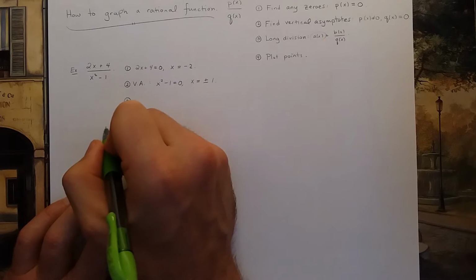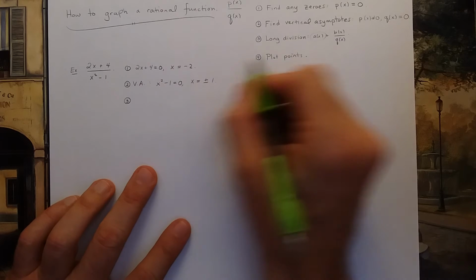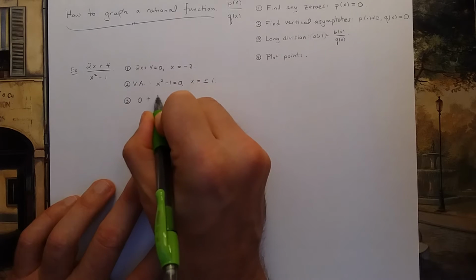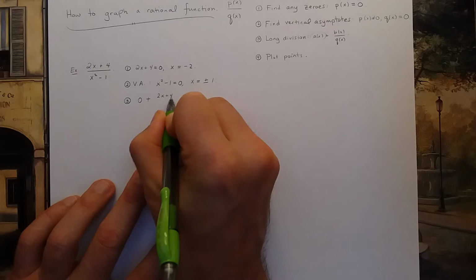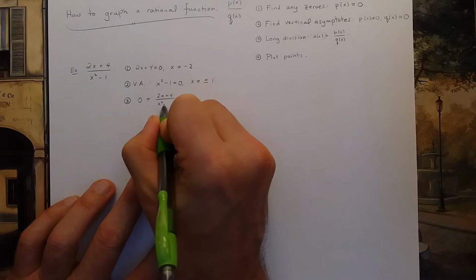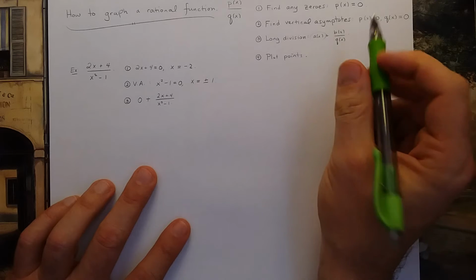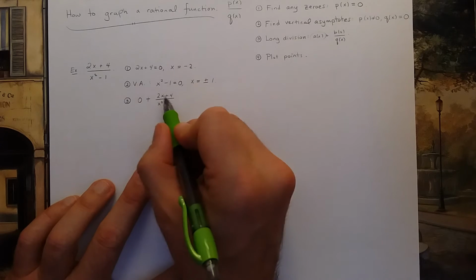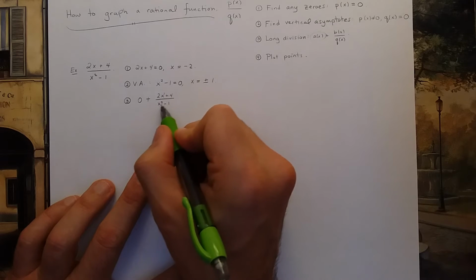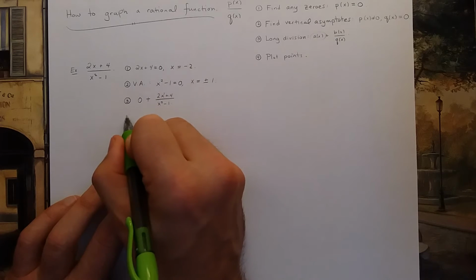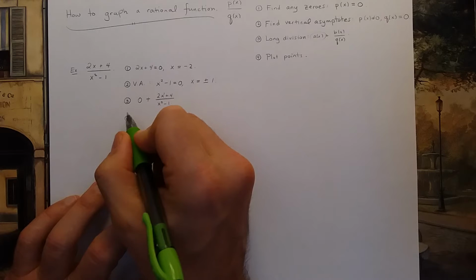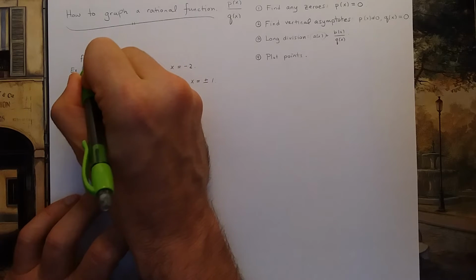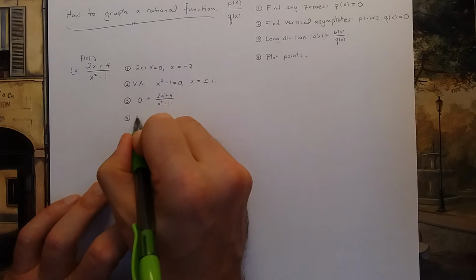Step 3. It's already the correct form. Let me make that more clear by writing it as 0 plus 2x plus 4 over x squared minus 1. It's already of the correct form because the degree of the top polynomial is less than or equal to the degree of the bottom. And step 4 is, let's call this function f of x. So let's say this function is f of x.